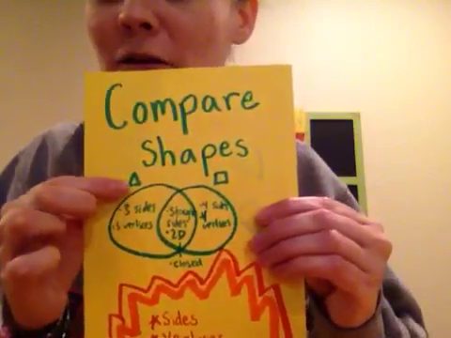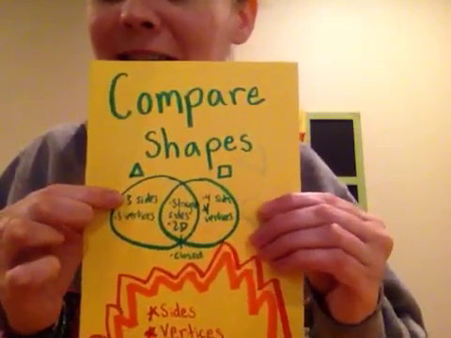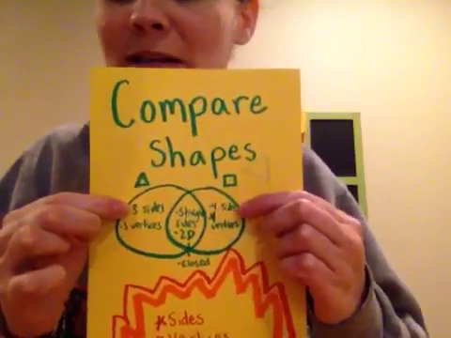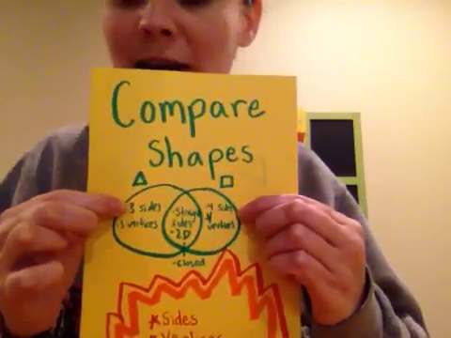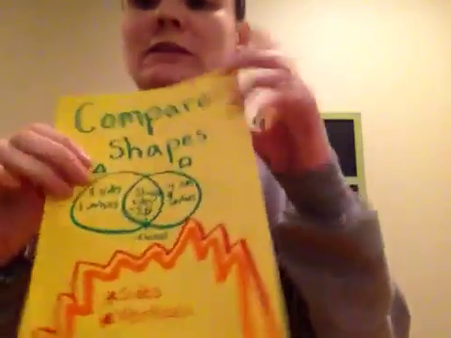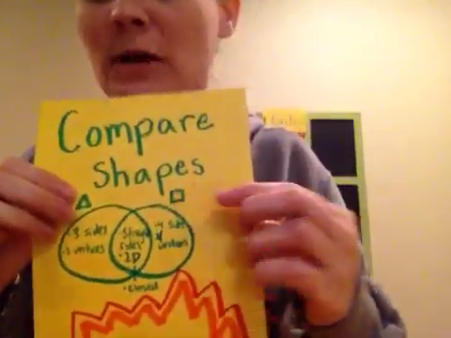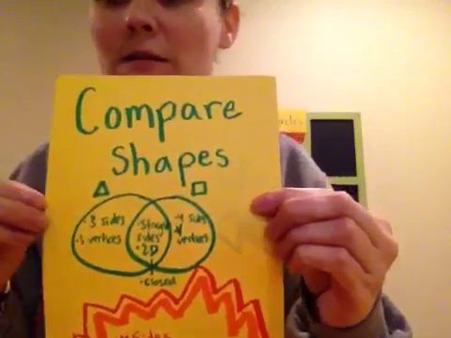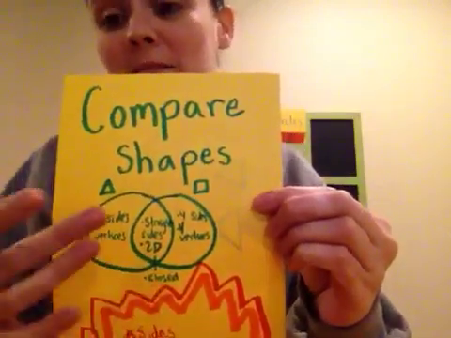So a triangle has 3 sides. That's different from a square because a square has 4 sides. A triangle has 3 vertices. That's different from a square, Simon. Do you see how it's different? It's different from a square because a square has 4 vertices, those points, 1, 2, 3, 4. So that's how they're different, but they're also the same in some ways.